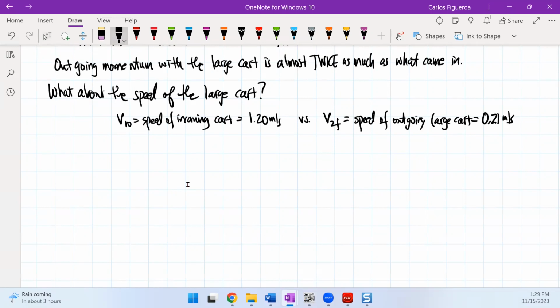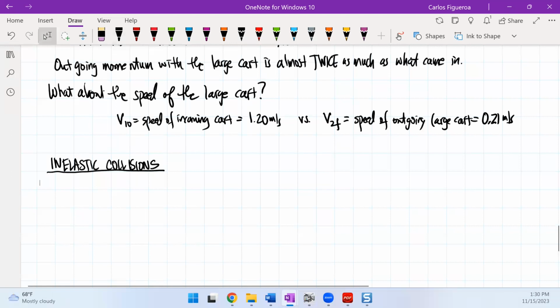So now what I want to do here is go in and look at one more example, but I want to start off by talking about the second class of collisions, which are called inelastic collisions. So we have to review a little bit to make sure that you're with me.